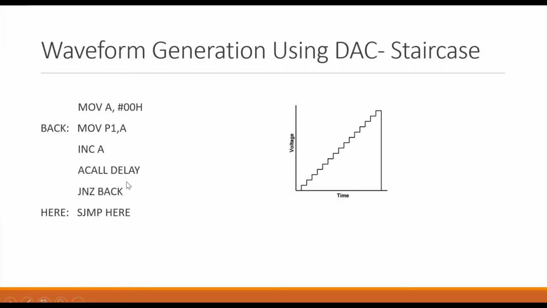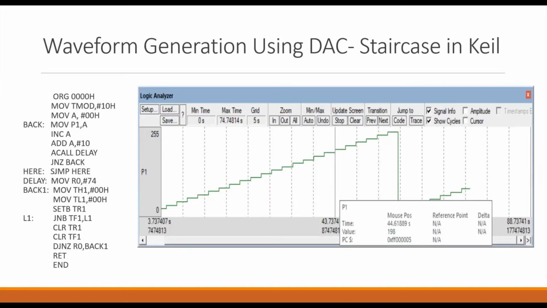So this is your simple staircase. And if you want to increase the height of the stair, simply go on incrementing it by 2 or 3. That way you can increase the height of the stair. And if you want to increase the width, go on increasing the delay. So this is a generalized program I've written. For each waveform we can go with this; the only thing is you play with the delay or the increment part. This is a staircase. I have programmed this in your Keil software. You can try this by yourself also.